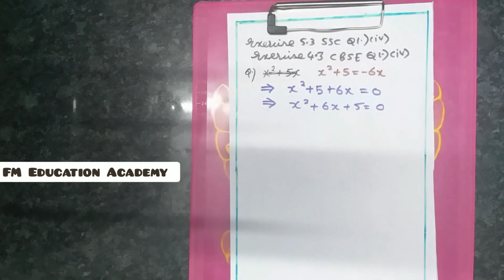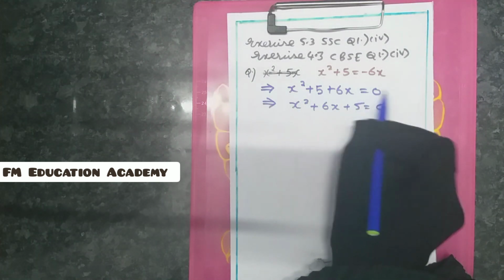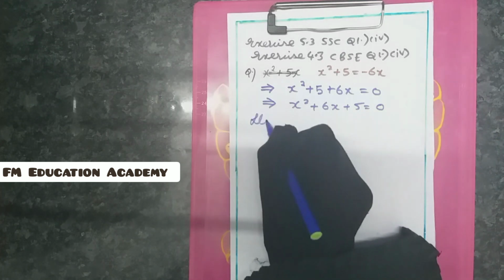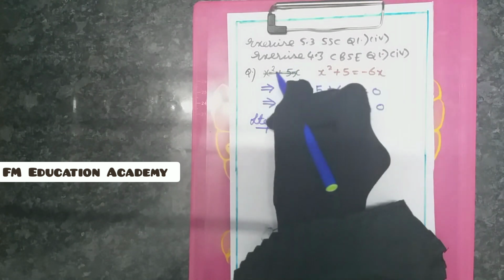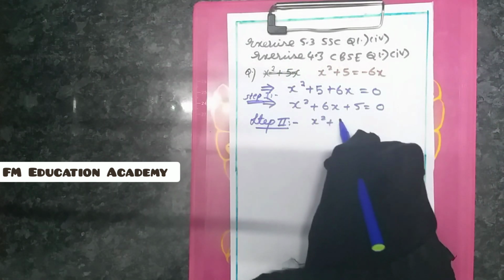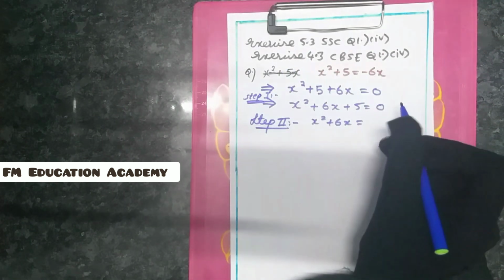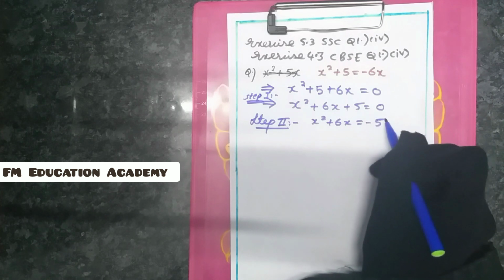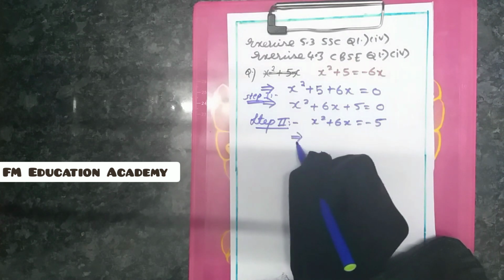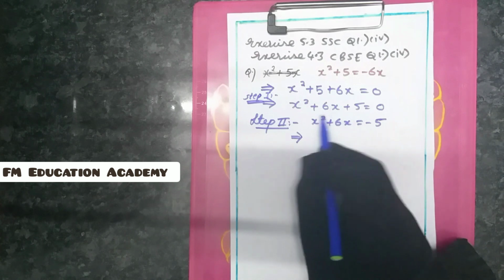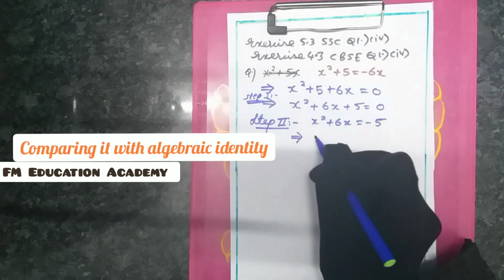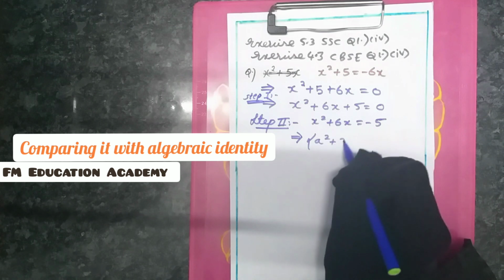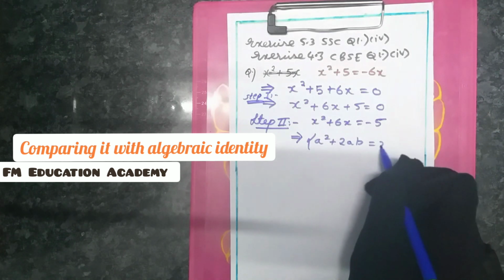Now my step 2 is I should take this constant to the RHS. So x squared plus 6x is equal to plus 5. If it goes outside, it becomes minus 5. So now what to do next? Again compare this. This is the form of a square plus 2ab. The b square term is missing from this.